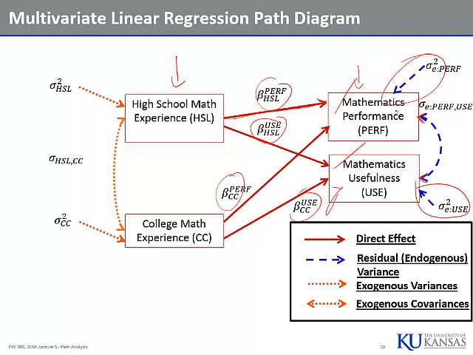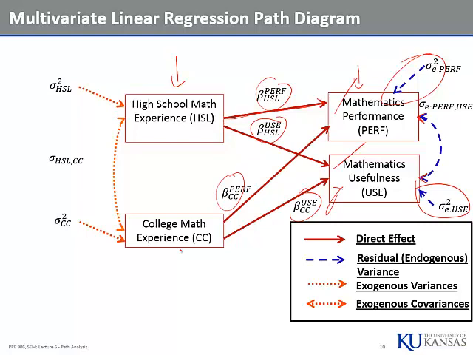Right? If you have a residual variance, you had to have predicted that thing. The prediction itself implies that thing is an endogenous variable, as opposed to exogenous variables. So here we've got high school math experience and college math experience as being exogenous, which basically says they're not part of the prediction of the model itself.